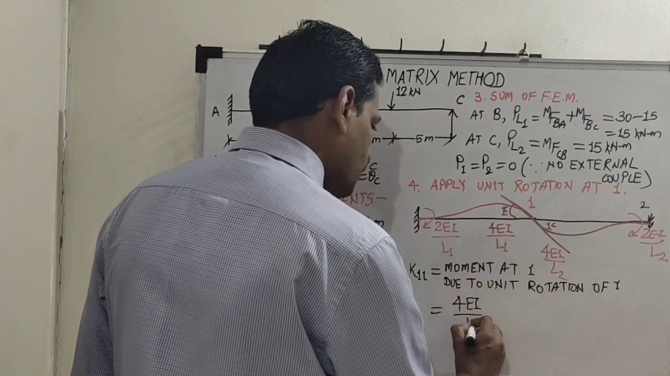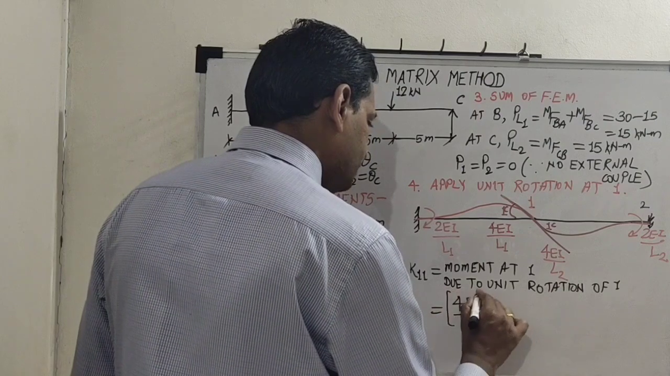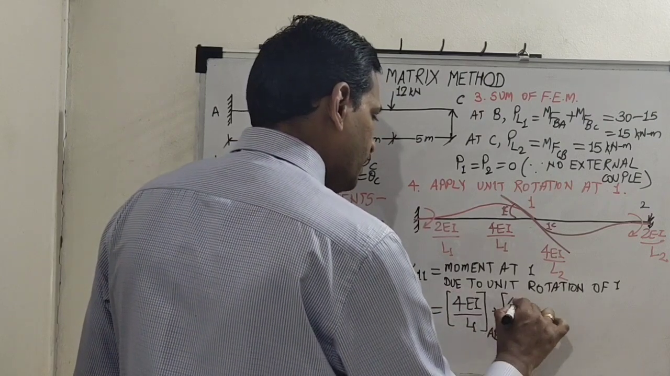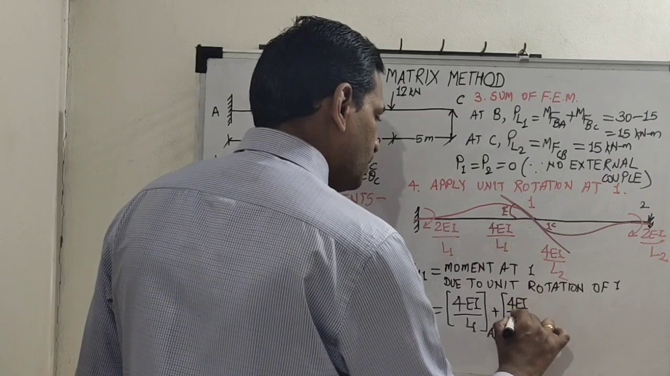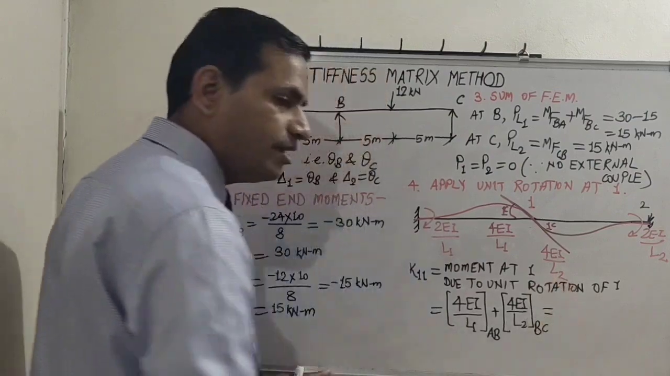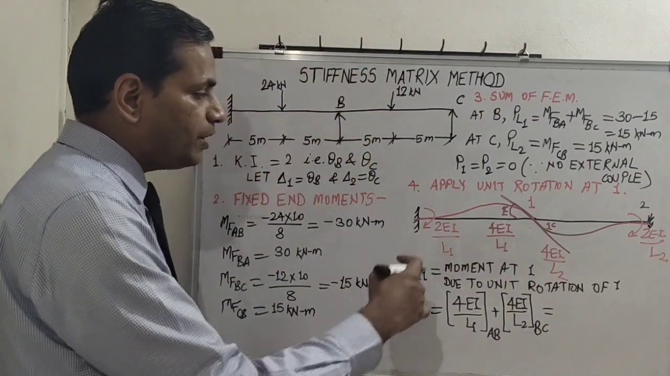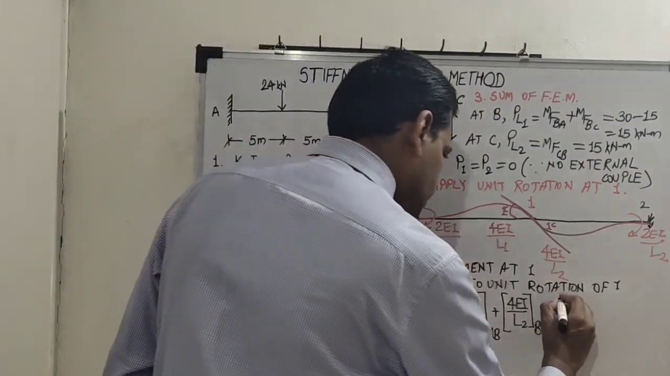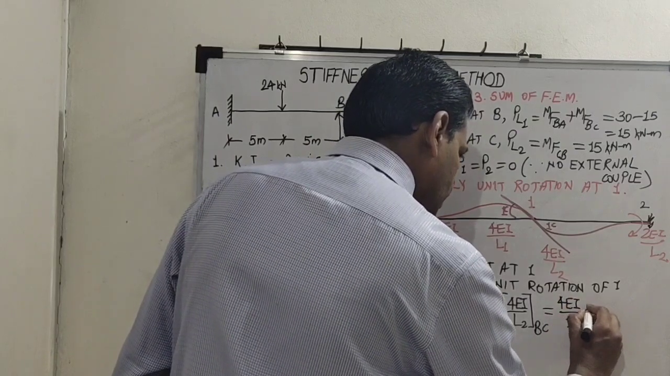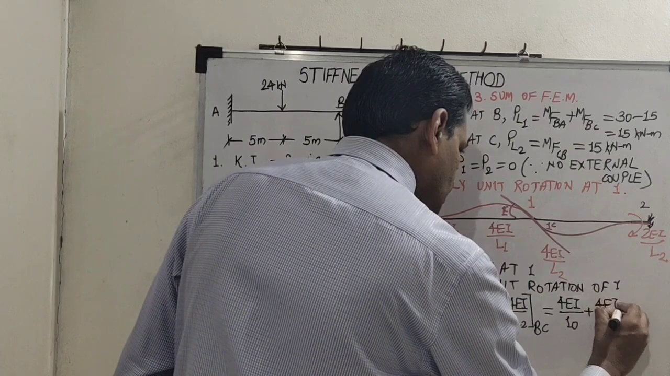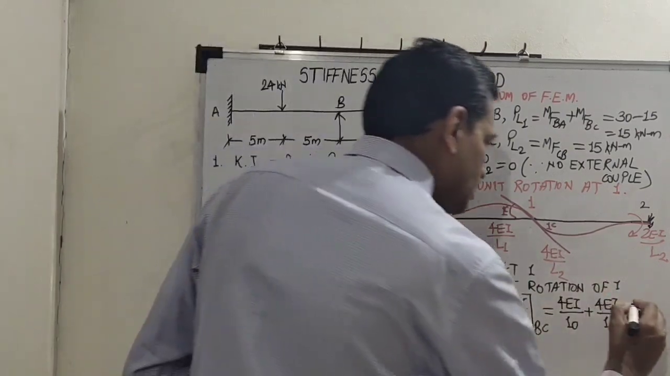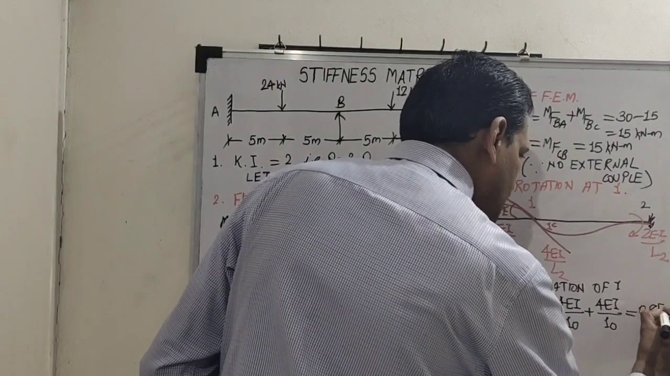4EI by L1 which is from span AB. Another is 4EI by L2 which is from span BC. Both spans are 10 meter each. So 4EI by 10 plus 4EI by 10. So 0.4 EI plus 0.4 EI is 0.8 times EI.